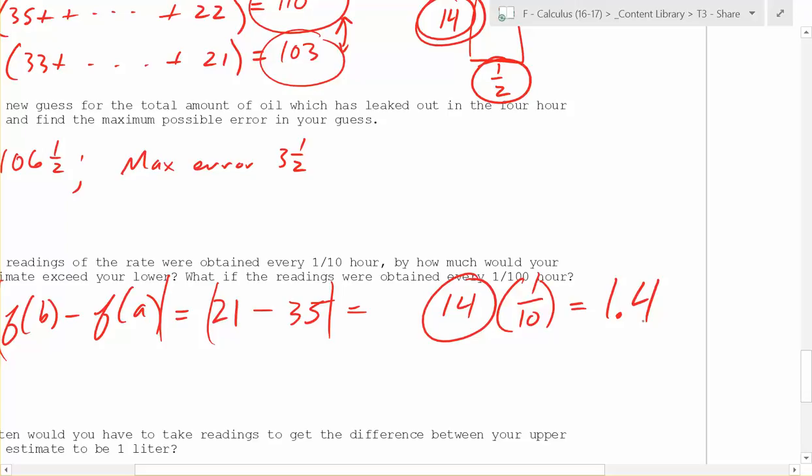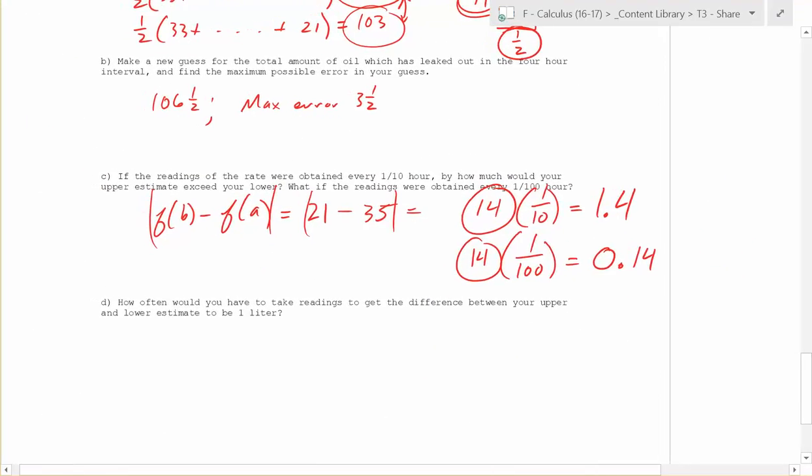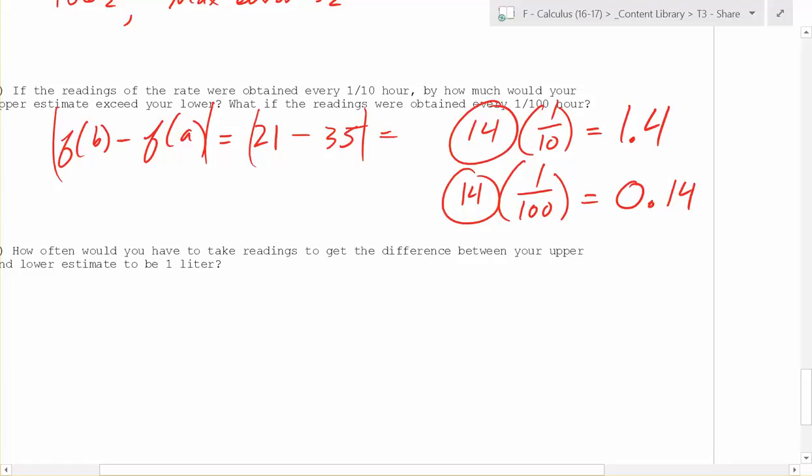It's getting smaller every time. The more readings you take, the error box gets what? Smaller. The 14 doesn't change, the width changes. So the width is now 1/10. So what happens if it's 1 over 100? 0.14. Look what it says now. How often would you have to take the readings to get the difference between your upper and lower estimate to be 1 liter? If you took it every 1/10 of an hour, it was 1.4. If you took it every 1/100th of an hour, it would be 0.14, right? What number exists between those two?